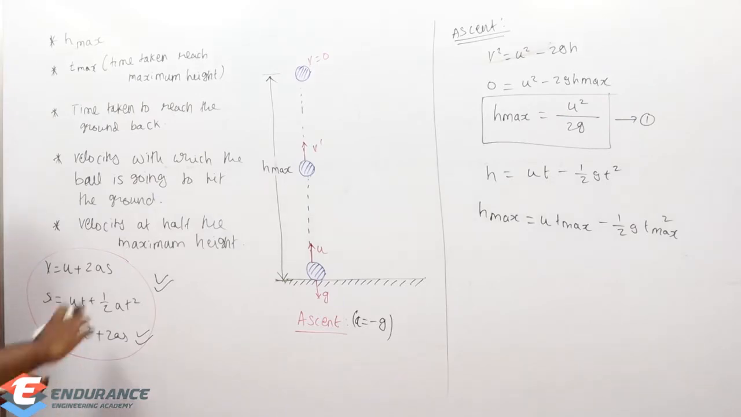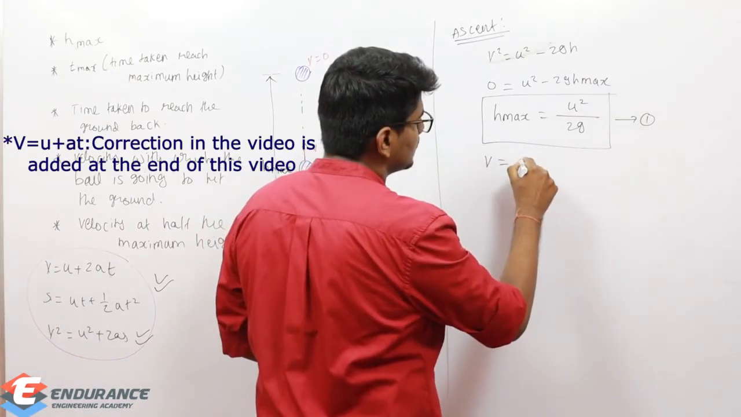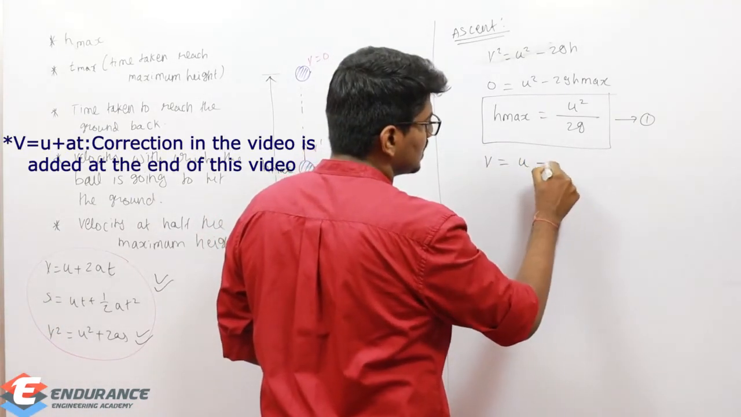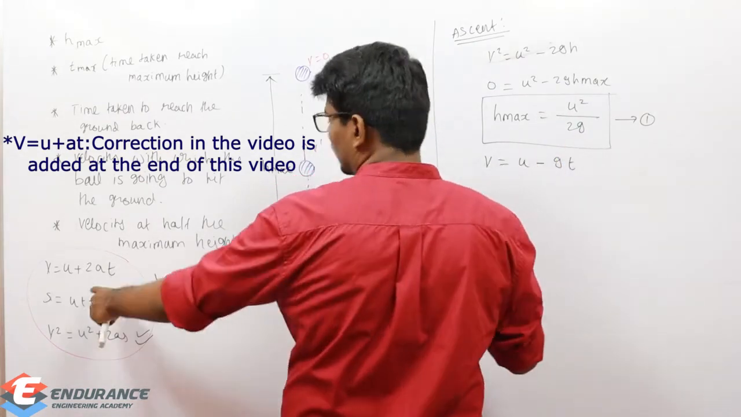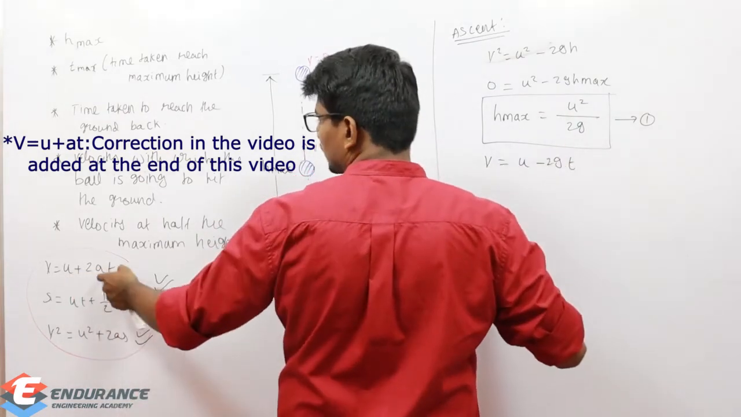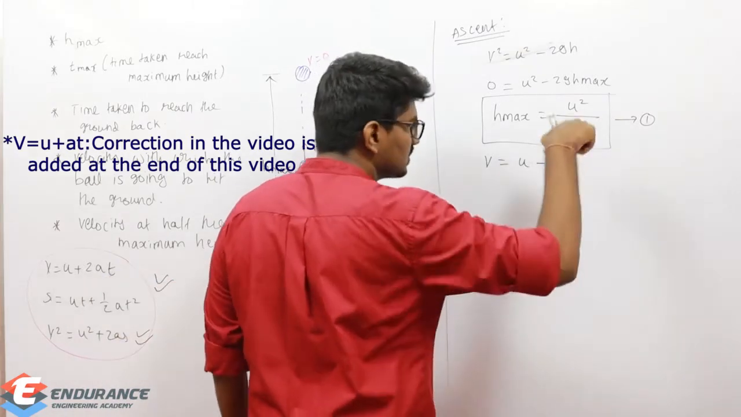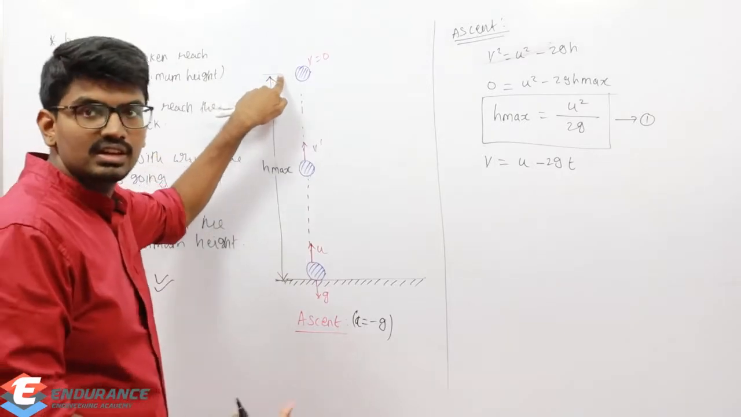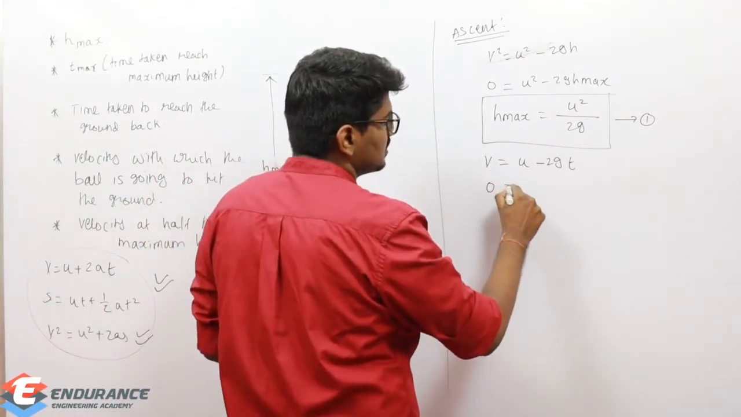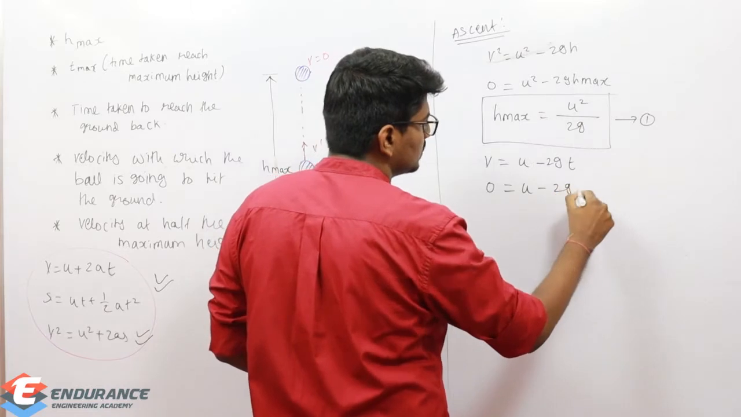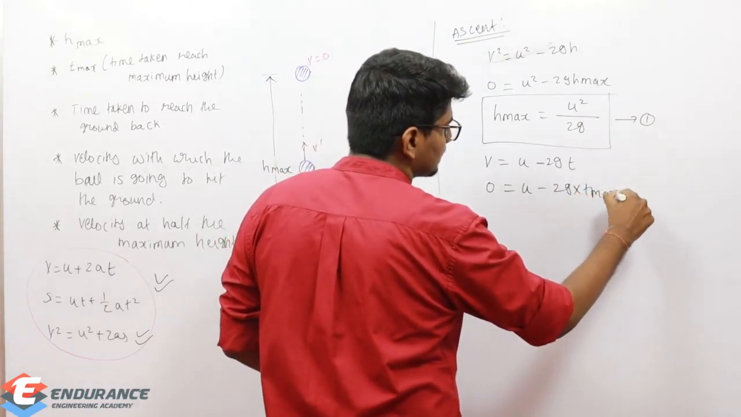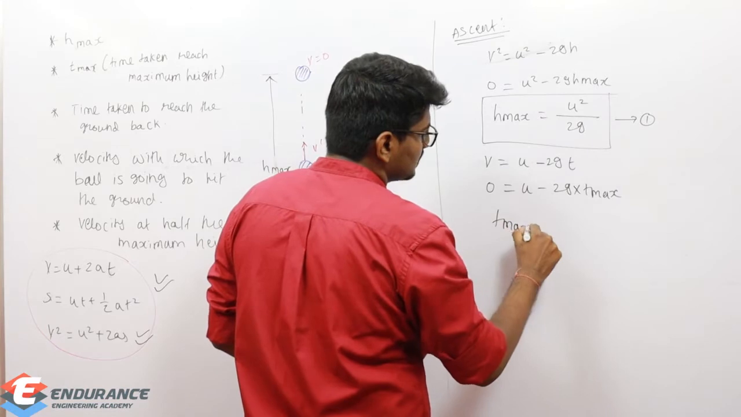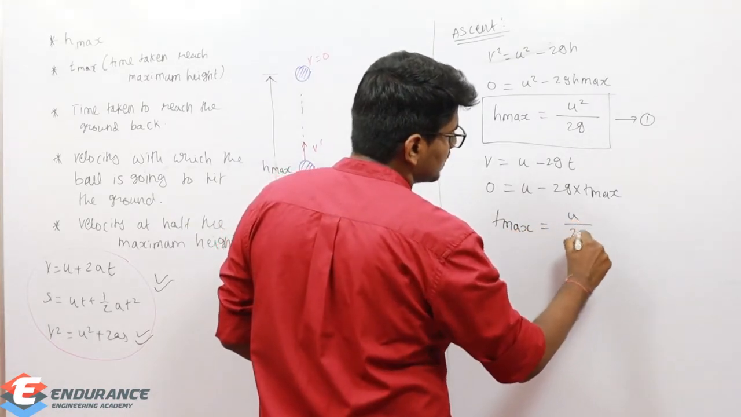Instead, what we can do, very sorry, we can use this equation, the first equation: v is equal to u plus at, which is nothing but u minus gt, because it is moving against gravity. We know that when it reaches maximum height, final velocity will be 0, initial velocity will be u, and t will be T max. So T max will be equal to u by g.